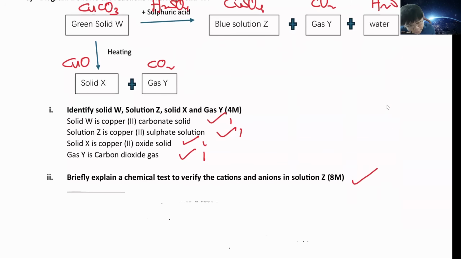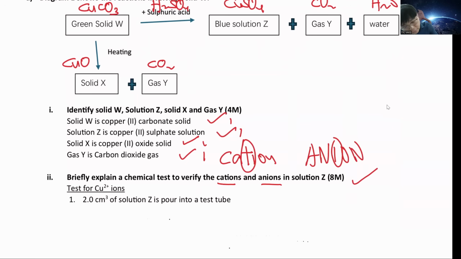They ask for cation test and anion test. Remember, cation means positive ion, then anion means negative ion. So we start with this one, test for copper. You want the cation test here. So the test for copper, you need to memorize. They ask for solution J.